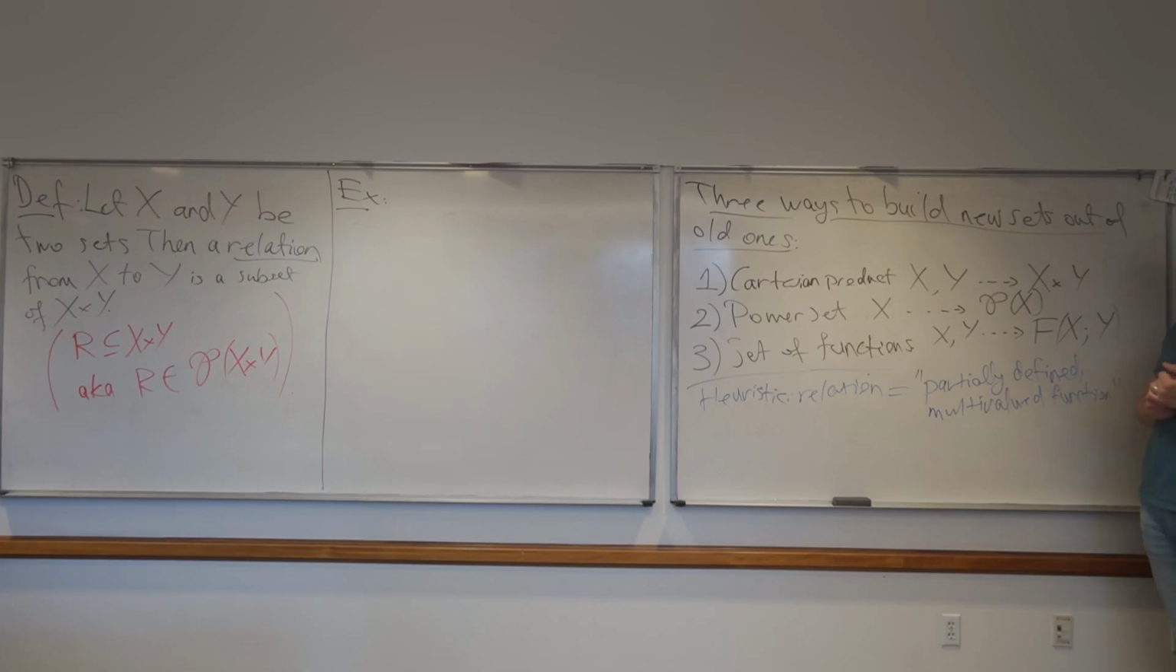And here is a piece of math lingo. Whenever you see something like this, there is probably some implicit usage of the word "possibly" somewhere. So when I say partially defined, I really mean possibly partially defined. Maybe it is defined everywhere. We're going to talk about what that means later. And again, whenever I say multi-valued, I really mean possibly multi-valued.